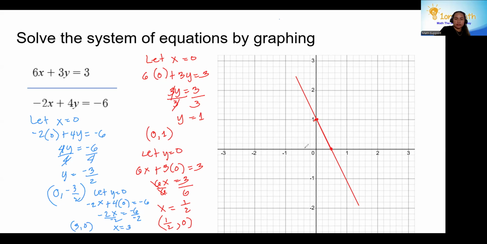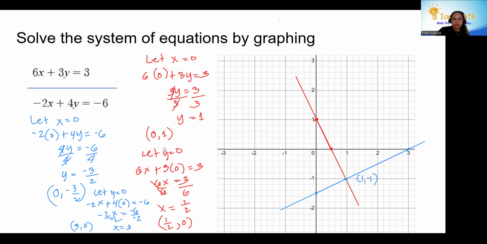Then plot, we have (0, negative 3 over 2), or negative 1 1/2, and then (3, 0). Then let's connect it with a line. So the two lines intersect at this point. If your graph is perfect, then it will intersect at (1, negative 1).